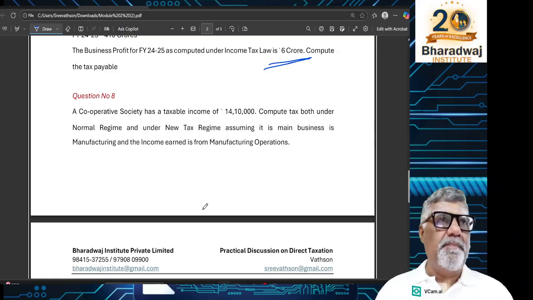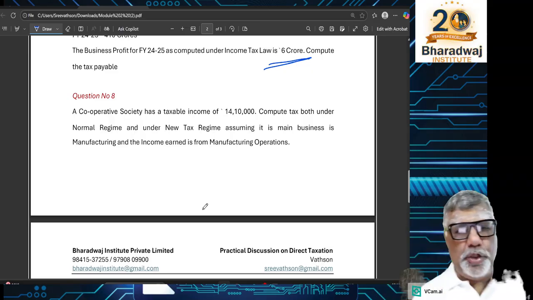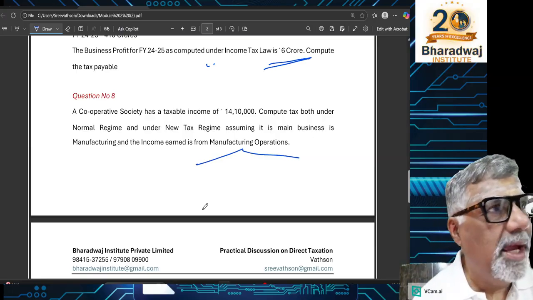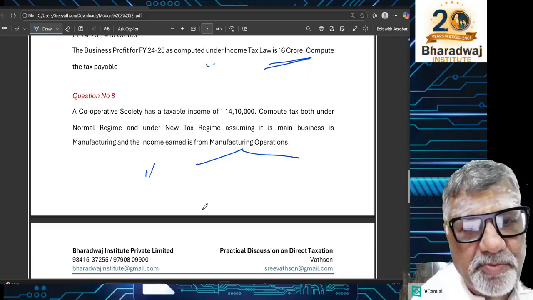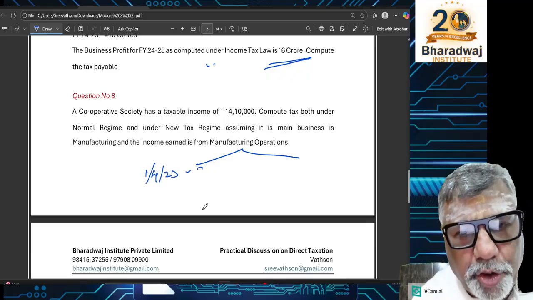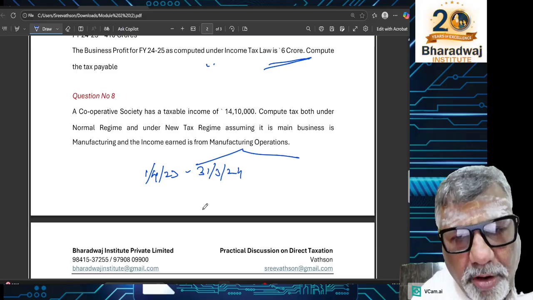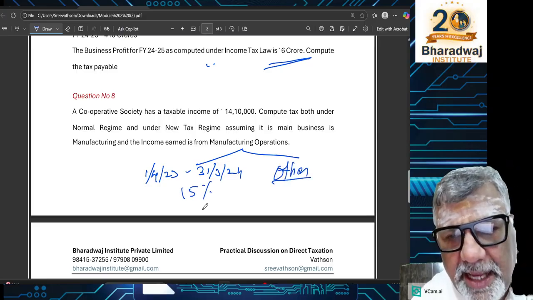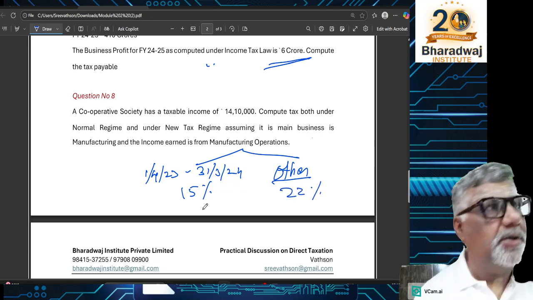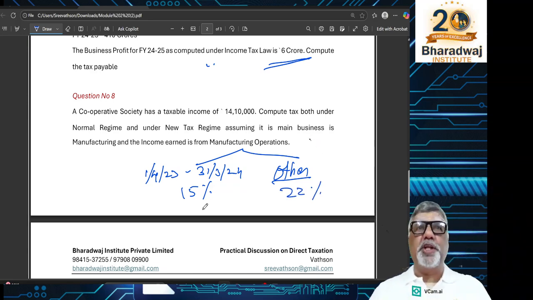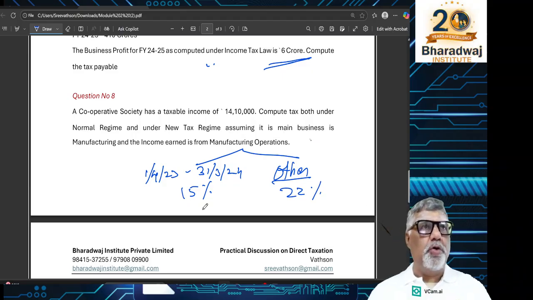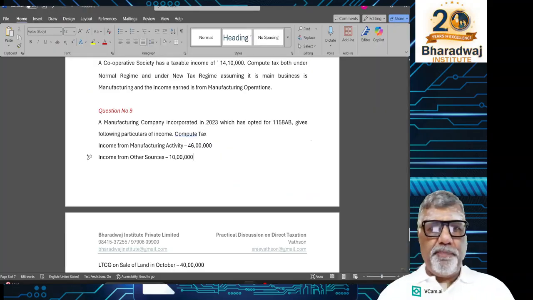Under concessional tax regime, I'm going to make an assumption. Now, this is divided into two. If the manufacturing activity is from 1/4/23 to 31/3/24, then 15%. Other cases, it is 22%. We are going to make the assumption that it is 1/4/23 to 31/3/24.